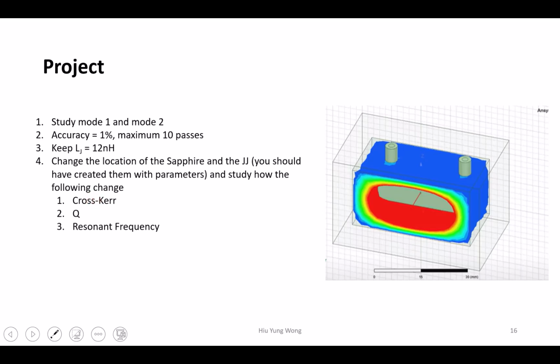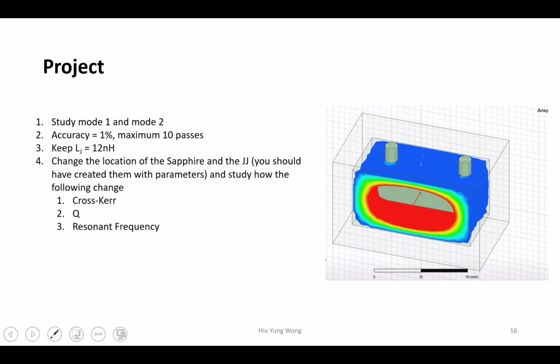Now you should understand why cross-Kerr is important, because it helps us to distinguish. Somehow the one I sent you has very small cross-Kerr. I did not spend time to further try it. So don't worry too much if you cannot make it good, but I want you to show me that you were able to change it either smaller or larger, and explain why.